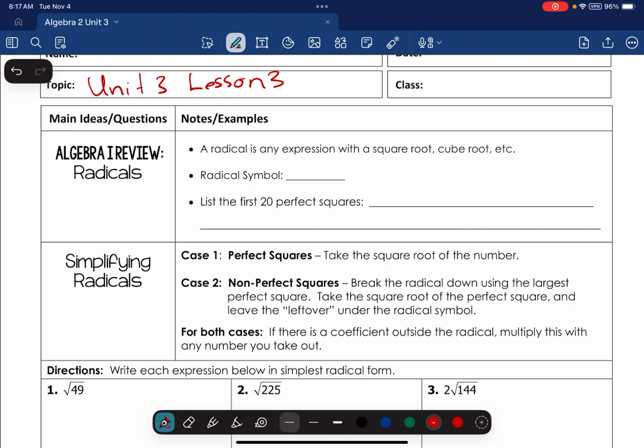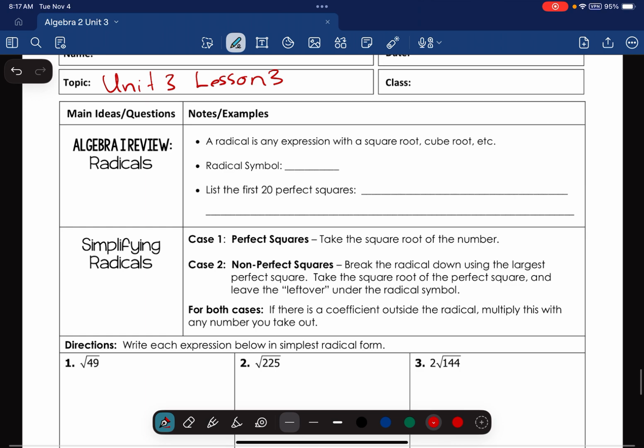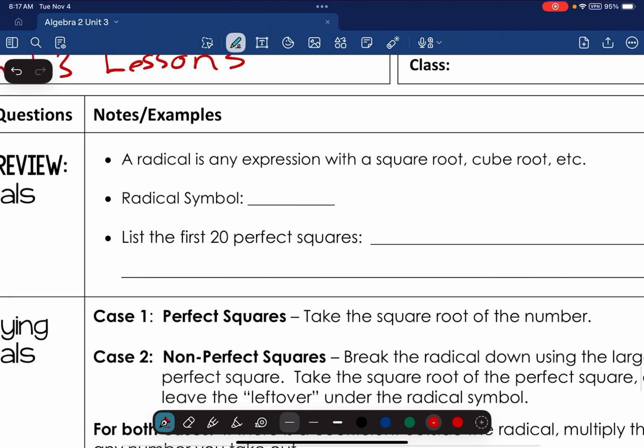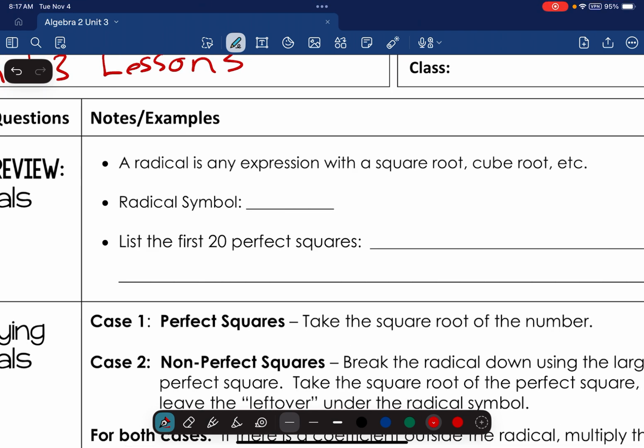One way to solve quadratics is factoring. Another way, sometimes, if we can get the x squared all by itself, we don't have an x term, we can use square roots. But before we get there, we have to remember what radicals do and how we simplify them. So first of all, a radical is any expression with a square root, cube root, etc. Remember, the radical symbol looks like this.